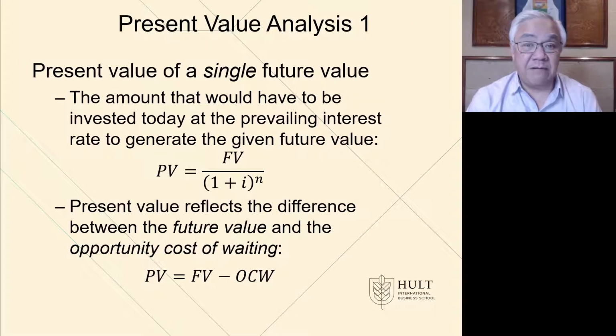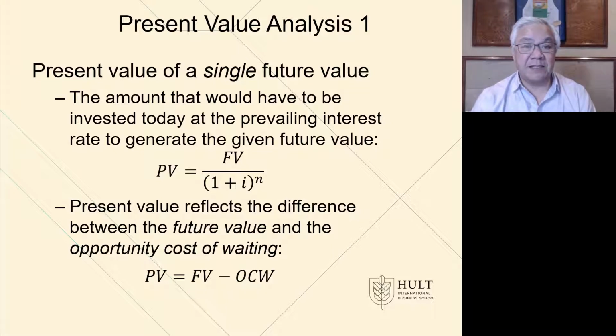And we have a couple of analyses that we're going to look at. First is what's the present value of a single payment? This formula should look familiar to you. Present value equals the future value divided by 1 plus the interest rate raised to the period of time. The other consideration here is what is the cost of waiting? This is essentially what is the alternative that you have.